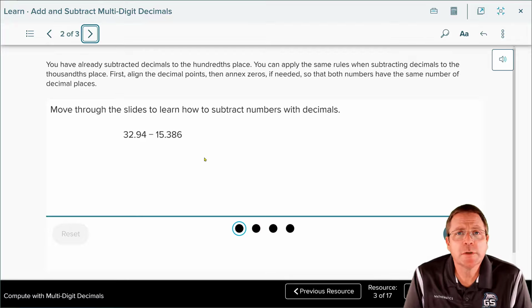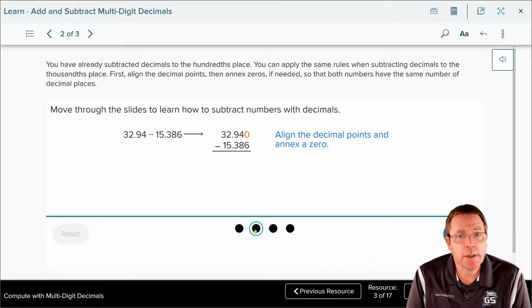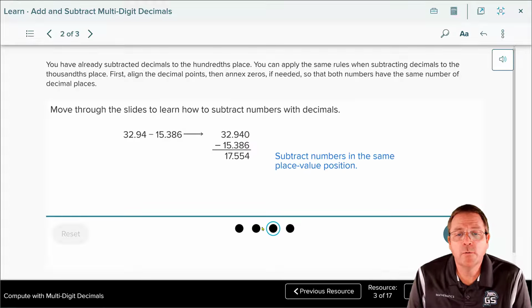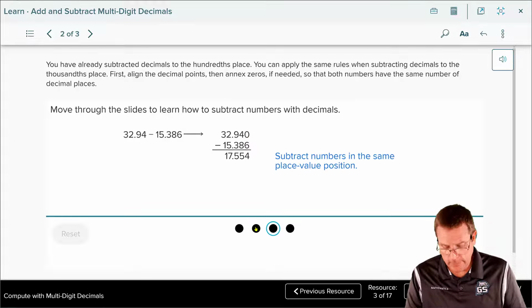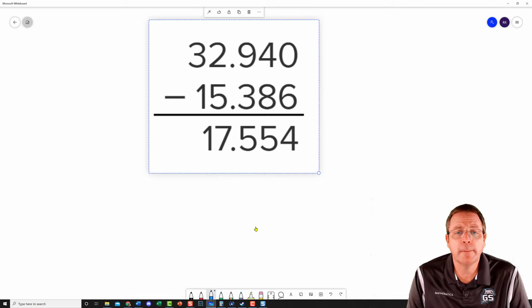Subtraction. It's going to work the same exact way, only now we're going to have to do some borrowing. We're going to align our decimals just like they did before. We're going to annex in zeros just like they did before. Only now we're going to subtract. Let's go ahead and show where they got that from. Hold on, because there is some borrowing there. I know some of y'all struggle with that.